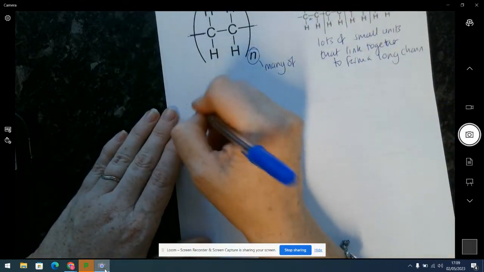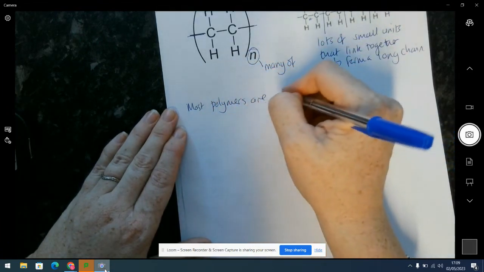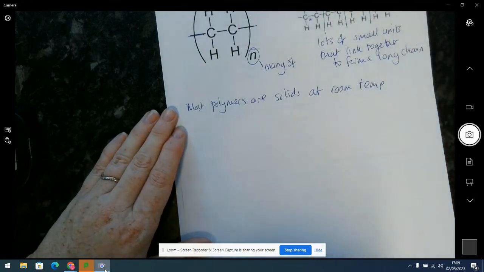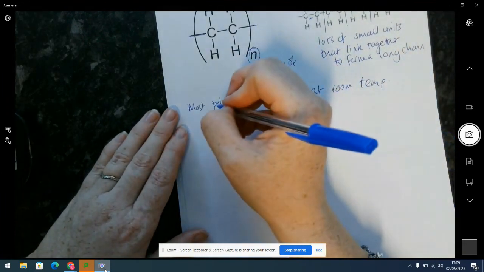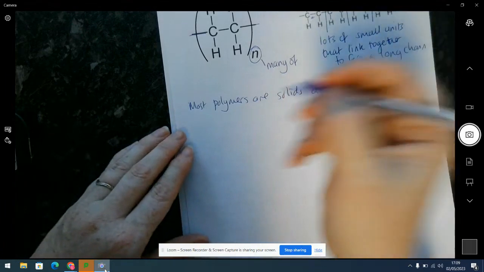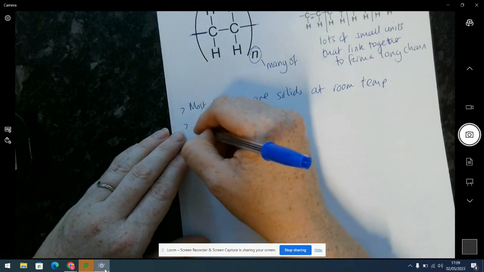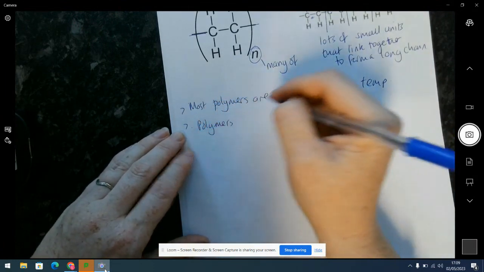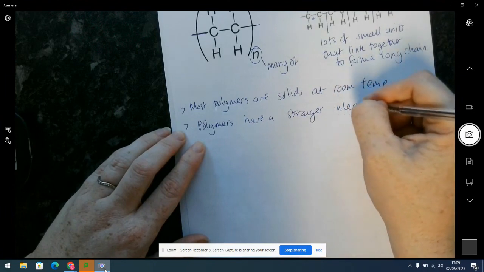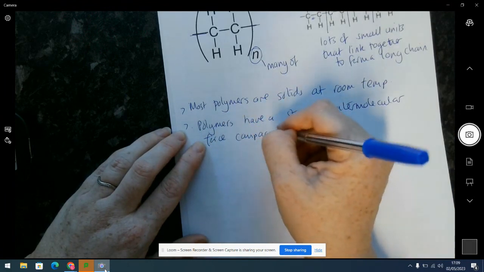So a couple of things you need to know about them is that most polymers are solids at room temperature. So you might get a data question on it. So just bear in mind they're solids at room temperature. The intermolecular forces between polymer molecules are larger than that of simple covalent molecules. So if I had to put the forces in order, I'd put polymers above simple covalent. So polymers have a stronger intermolecular force compared to simple covalent molecules.